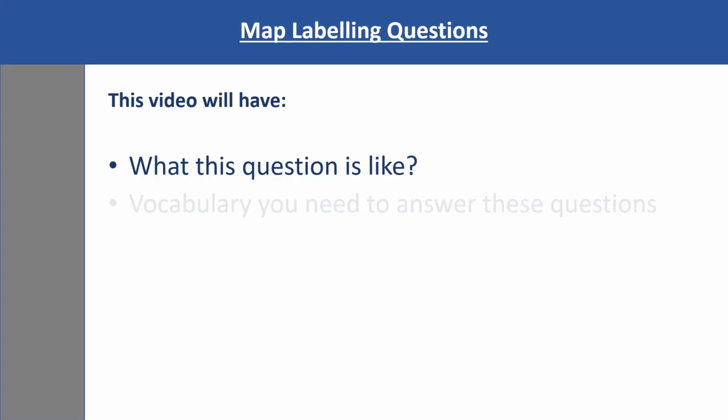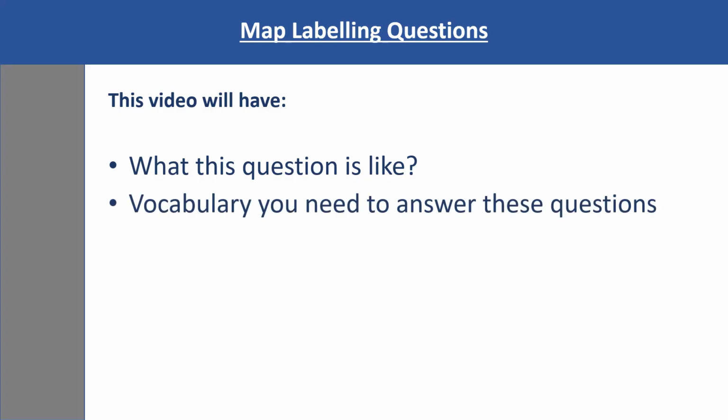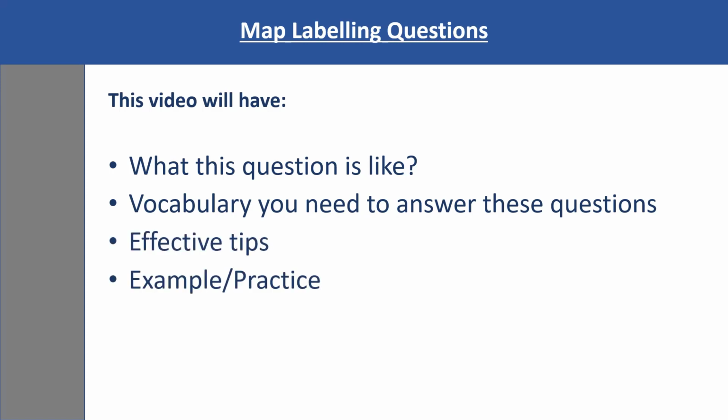So this is our plan for the video. You'll first get a quick overview of this type of question, and then I will show you the kind of vocabulary and expressions you will need to do well on it. And then I'll give you very important tips to make these questions a walk in the park, and finally one example with its overview. This map labeling question is common in IELTS Listening Section 2, but it can also appear in Section 3.